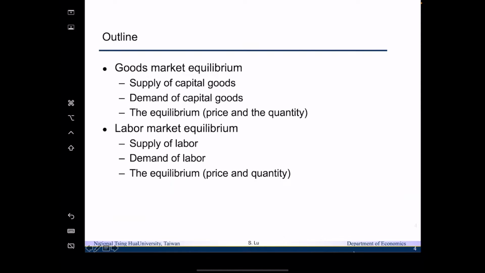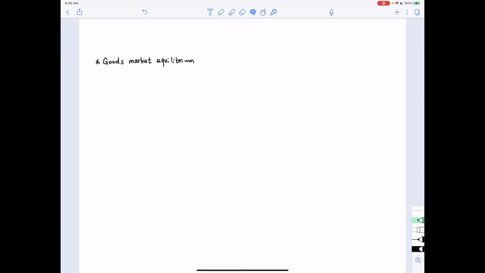So the outline for today is as follows. We are going to talk about the goods market equilibrium, which includes the supply, demand, and equilibrium for the goods market. We will also talk about the labor market equilibrium. So again, we want to include the supply and demand and the equilibrium of the labor market. Now let's begin to look at the goods market equilibrium.